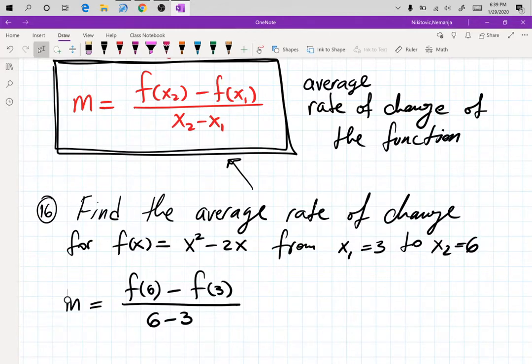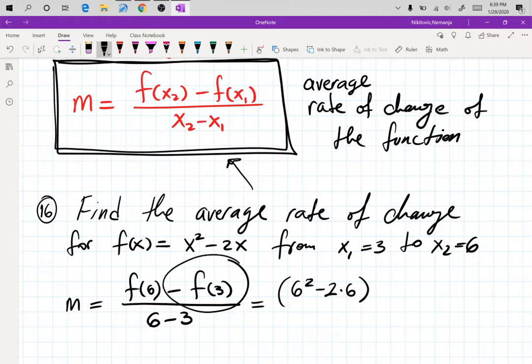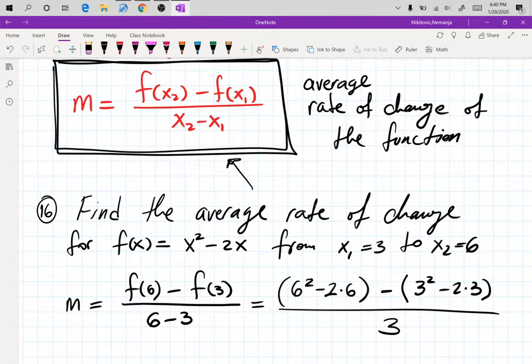All right, so now what does f of 6 mean? It means plug 6 in your function. That would be 6 squared minus 2 times 6. Are we all agreeing on that? That is us plugging 6 in the function. The next piece of the puzzle says subtract f of 3, plugged in the function. Are we all agreeing on that? And then we are dividing it by 6 minus 3, which is just 3.